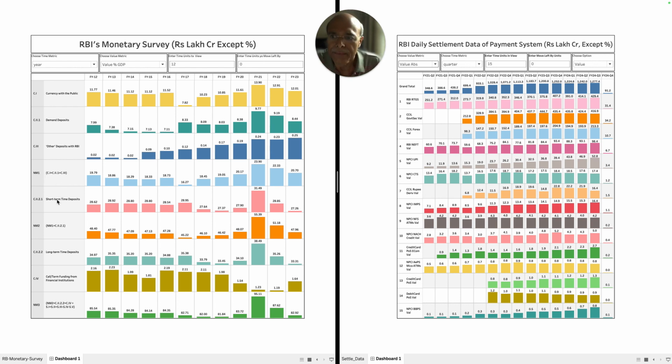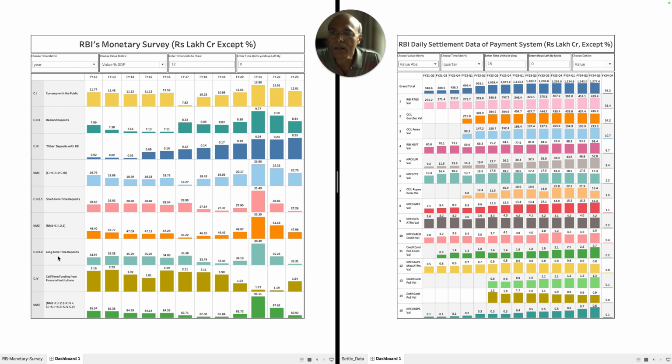Then there comes short-term time deposit. The short-term time deposits are fixed deposits in your bank account which you cannot withdraw, but these fixed deposits are of a duration of less than 1 year. So these are less liquid. Now the M1 money plus the short-term deposit, if you add it, becomes M2 money, right? So that is the definition of M2 money. M2 money is the M1 money plus short-term deposits.